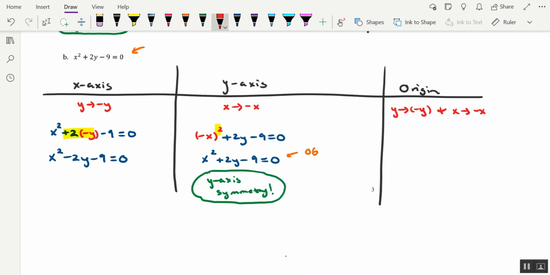Okay, so let's go ahead and make both replacements and see what we get. We'll have negative x into the variable x plus 2 times negative y minus 9 equals 0. And we'll go ahead and simplify. So we'll have to square the negative x and multiply the positive 2 to negative y, thereby getting positive x squared minus 2y minus 9 equals 0. And this is the same result that we got when we tested for x-axis symmetry. But regardless, it is not the original equation, therefore there is not origin symmetry.